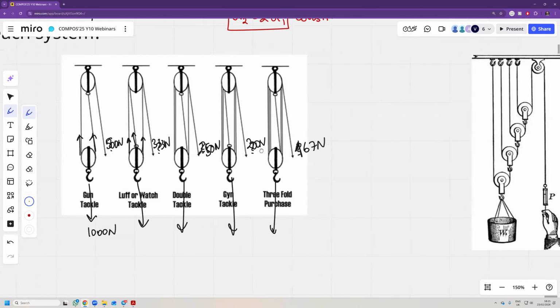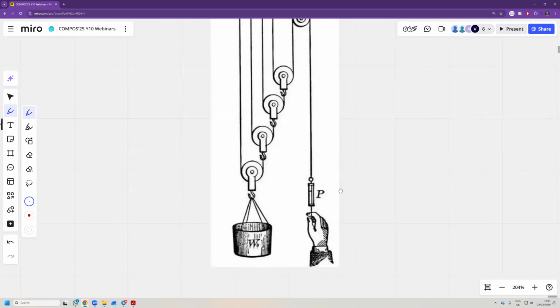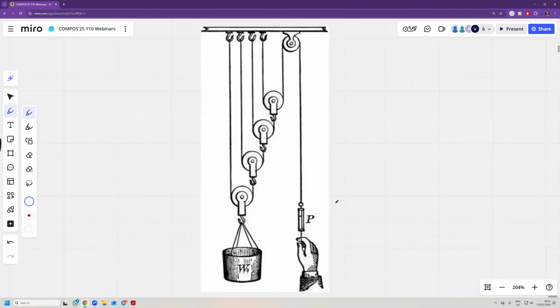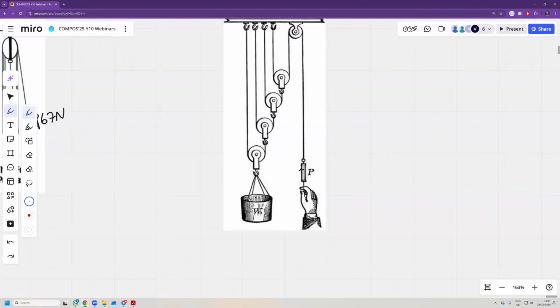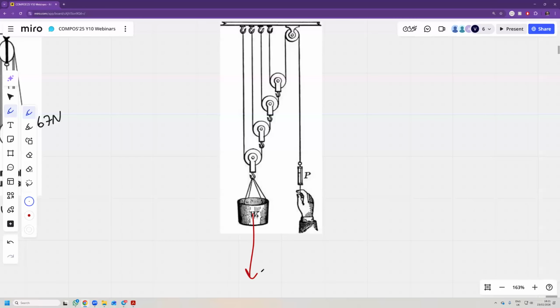Now this one is tricky because it doesn't have a single rope. It has different ropes. We can start from the back. So the weight is 100 kilograms, 1,000 newtons, and it is being supported by two ropes, 1 and 2. That means that the tension in each rope is 500.